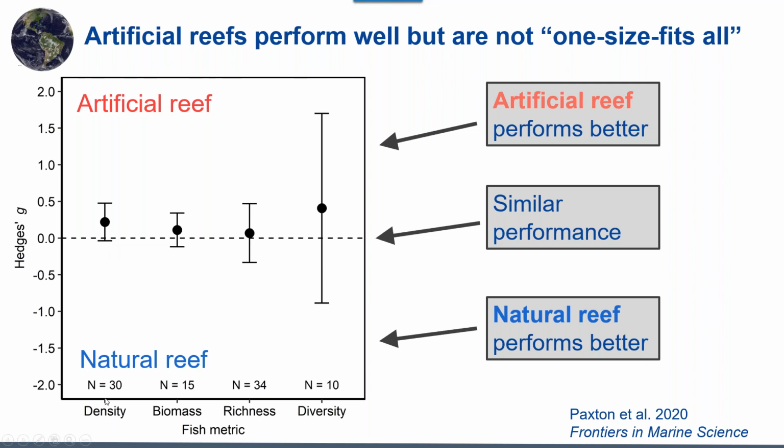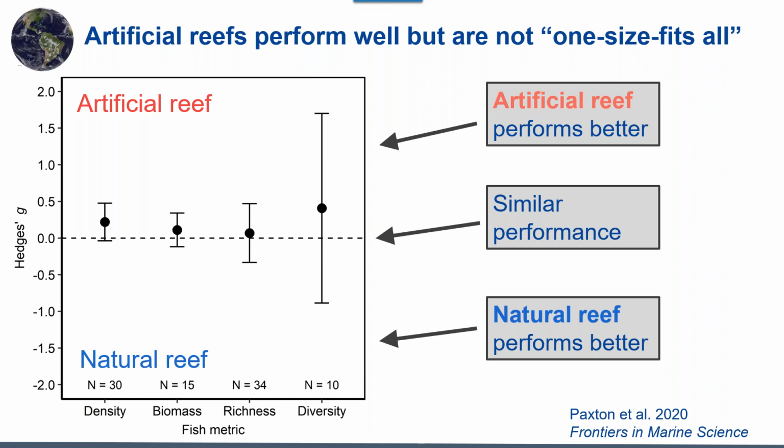There is, I will say, a difference in the sample size. For density and for richness, we have about 30 instances each, whereas for diversity and biomass, we have fewer samples. And so we wanted to investigate this and dive under the hood a little bit more.